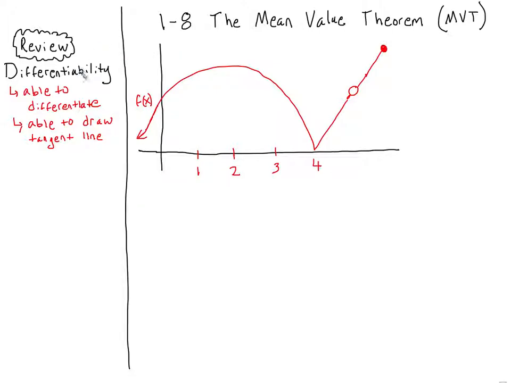So review from yesterday, what is differentiability? You are able to differentiate at any point or at some point, and you're able to draw a tangent line. So let's look at this graph. This graph is f of x. When I look at f of 1, is this function differentiable at this point? What do you guys think? Is this point differentiable at f of 1?